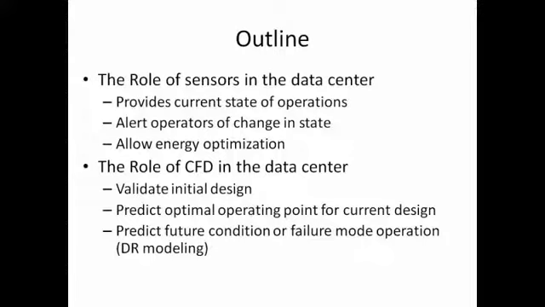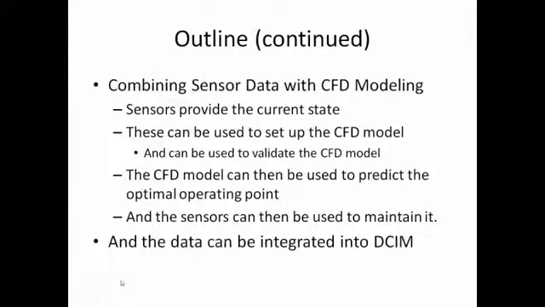Sensors can't predict. They can only tell you where you are right now, what the current state is, what the state has been in the past, and any changes that have been made over time. The role of CFD is the prediction component, the looking into the future, to do things like validate the initial design or predict optimal performance, or to study the effects of failure modes, which you can't do in a real live environment.